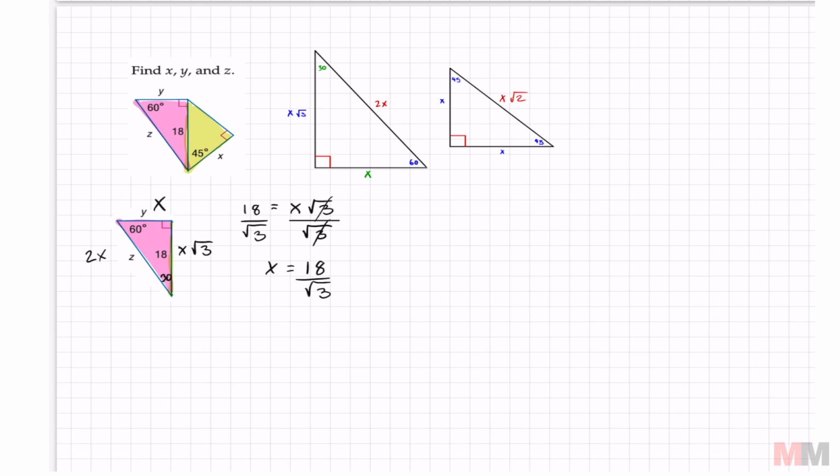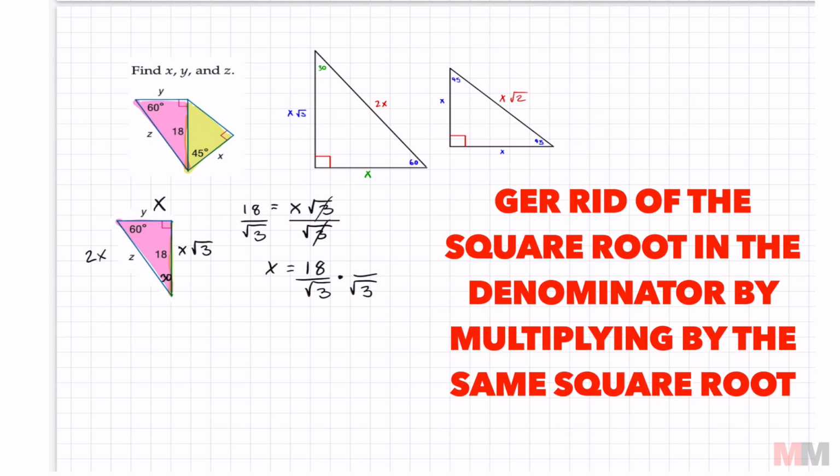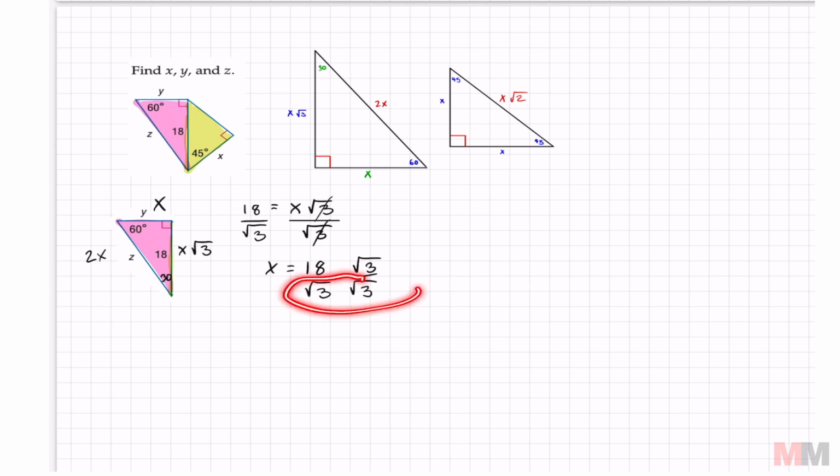Anything with a root at the bottom is considered not simplified, and it's really easy to get rid of that. All you have to do is multiply the top and bottom, numerator and denominator, by the same square root, root 3. Because if you have the same square root right here, that will cancel out the square root. So root 3 times root 3 is just a 3, and the top is 18 root 3. Simplify further because 18 over 3 equals 6 root 3. Now I got my X.